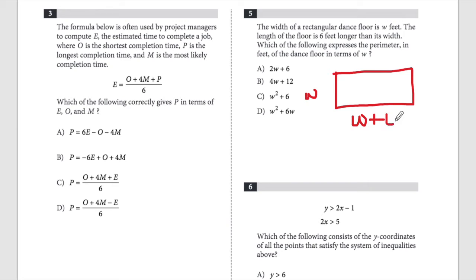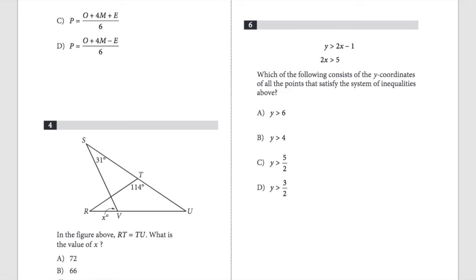Which expresses the perimeter. So perimeter is when you add up all the sides. So we have here W, and then we'll have W plus 6. So first we're going to add up all the W's, so that's 4W, and then the constants, which is 12. So it would be 4W plus 12. So our answer would be B, as in boy.